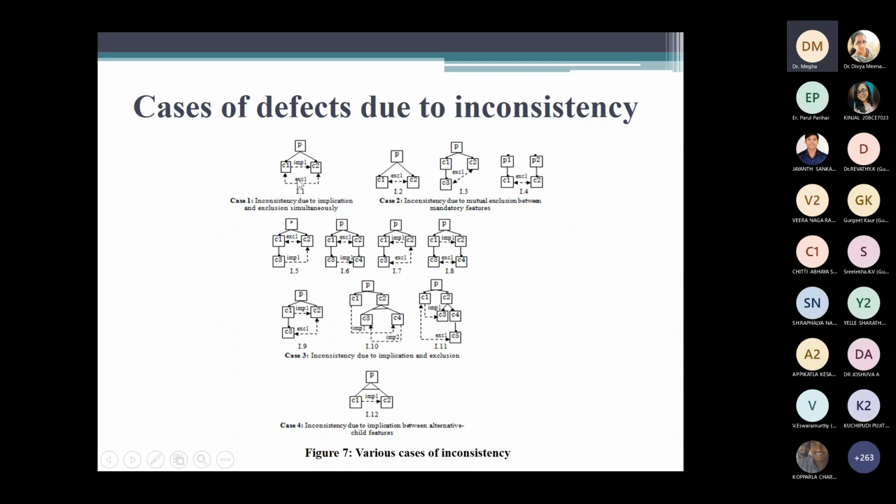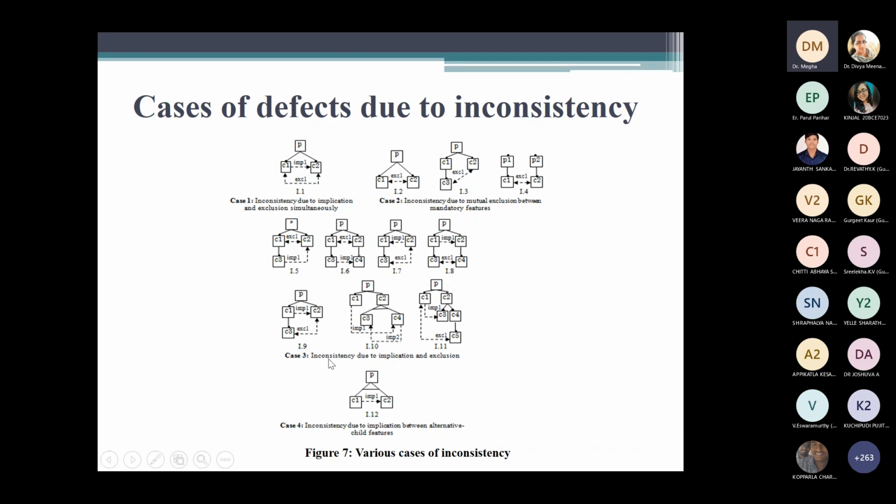However, implication and exclusion exist at the same time with these features. So this complete notation is going to be an inconsistency. Now, case 2 includes inconsistency due to mutual exclusion between mandatory features. Here C1 and C2 are the mandatory features. So this exclusion relationship between the mandatory features C1 and C2 will make this complete notation an inconsistency, meaning conflicting or contradictory information.